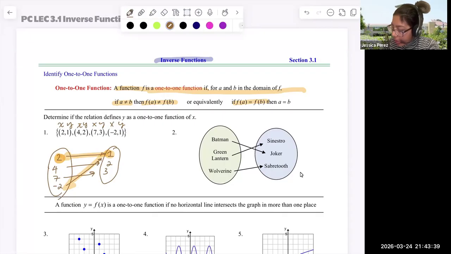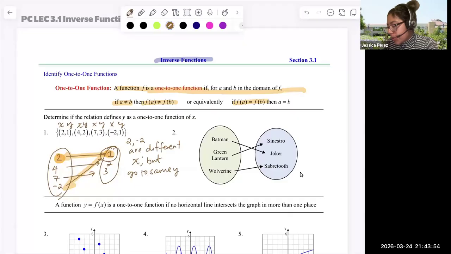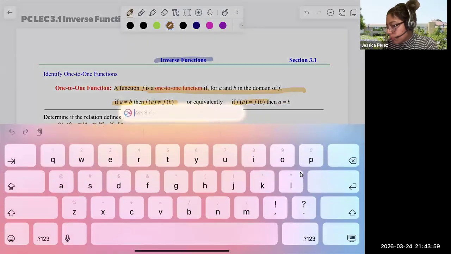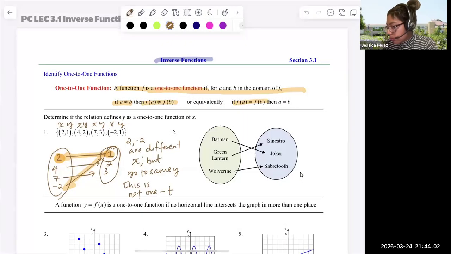Because 2 and -2 are different x's but go to the same y, this is not one-to-one. For one-to-one, you have to go back to the original value. So 2 goes to 1. That means that 1 has to go back to 2, not to -2, not to a different x. It has to go to the same x.